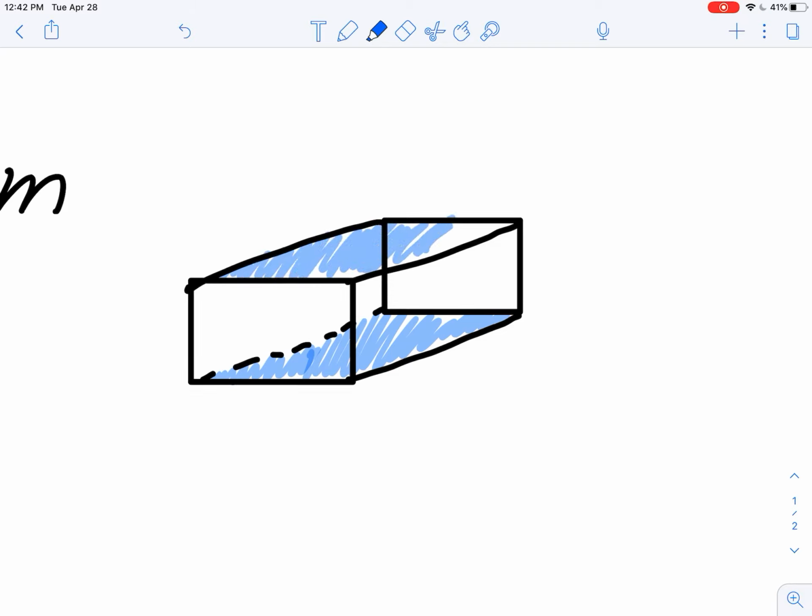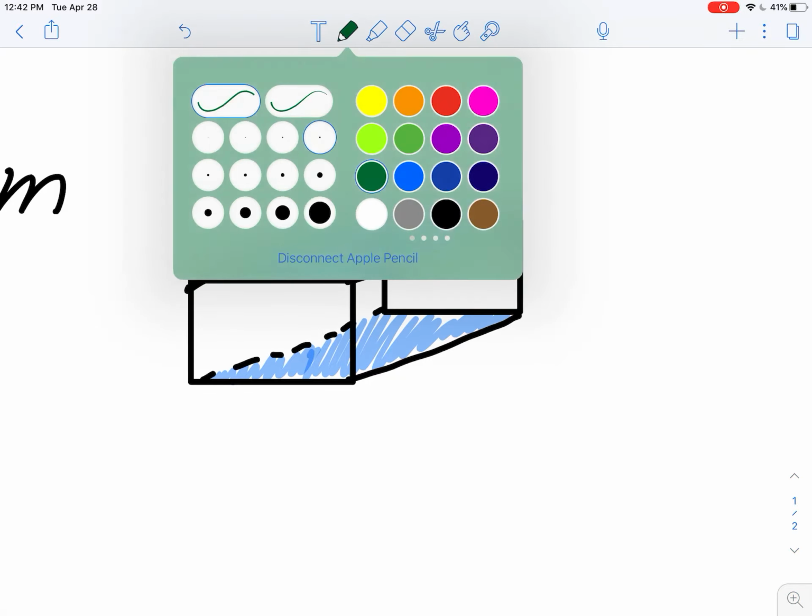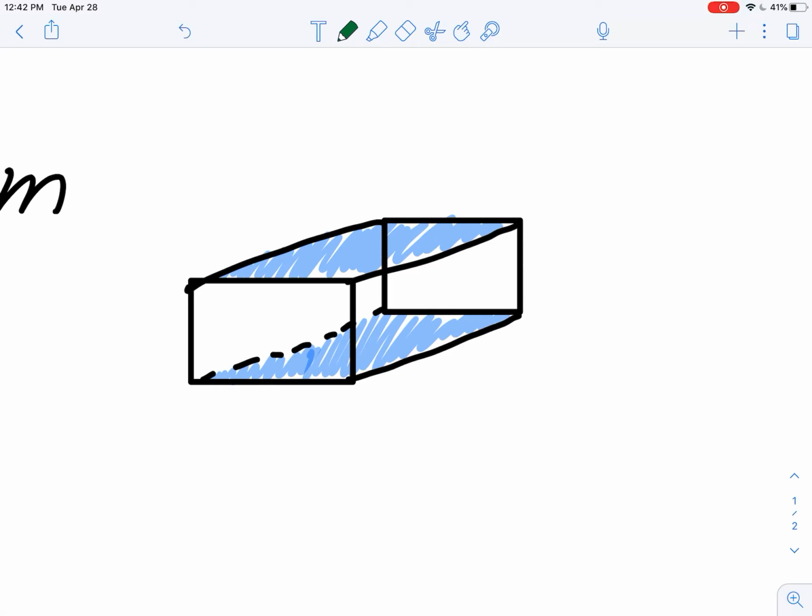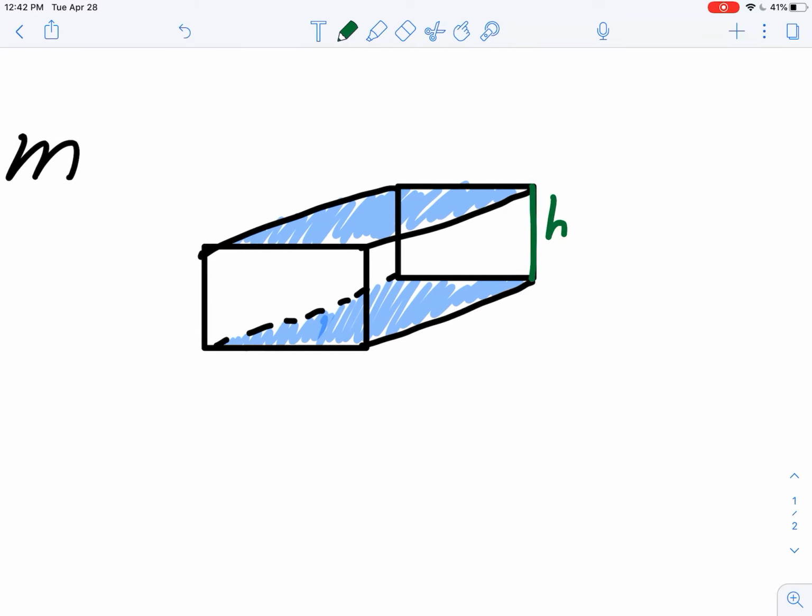Okay, now with a 3D figure, we're given 3 dimensions. So I want to kind of talk about what these dimensions are called. Okay, so the line that goes straight up and down that connects the two bases, that is the height of our prism. Okay, now for a rectangular prism we have a length and a width. Okay, another name would be for a base and a height.